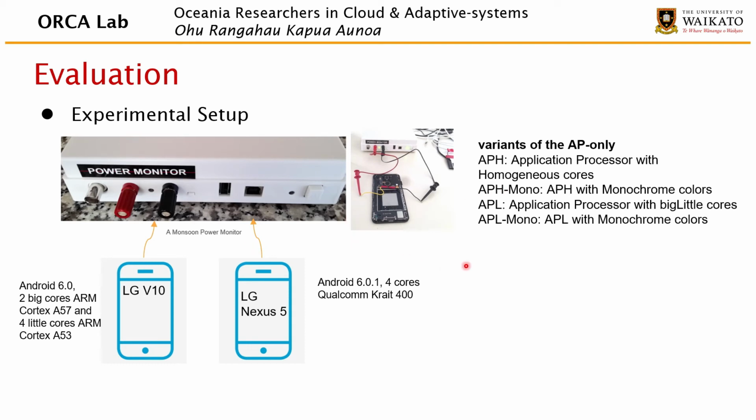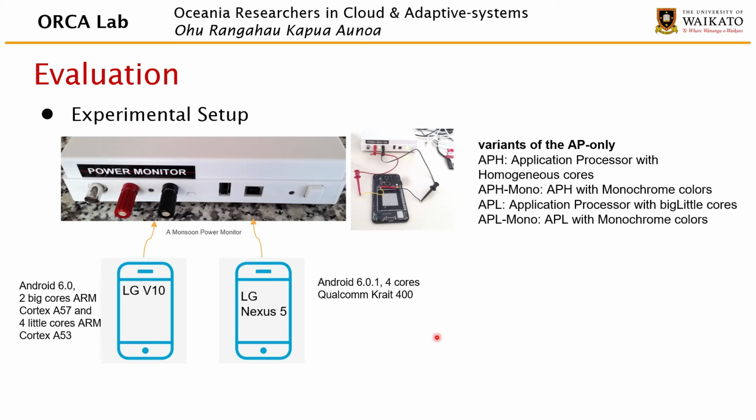APL, application processor with big.LITTLE cores, that is RILD runs on a low power core of an application processor with heterogeneous cores, for example the big.LITTLE on the LG V10 configuration. APL with monochrome colors is similar to APL but uses black and white colors for the basic phone function. Similarly, they indicate with SODL and SODH the SOD implementation on the LG V10 and Nexus 5 respectively. These baselines represent commonly used phone configurations that can be compared with SOD for the energy saving.